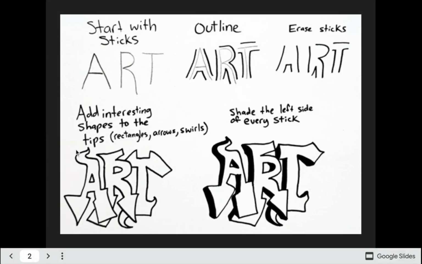Then you're going to add interesting shapes. So a lot of graffiti artists add shapes to their actual letters. And then they shade. A lot of times graffiti letters look 3-dimensional because that helps it to look like it's popping off the wall.